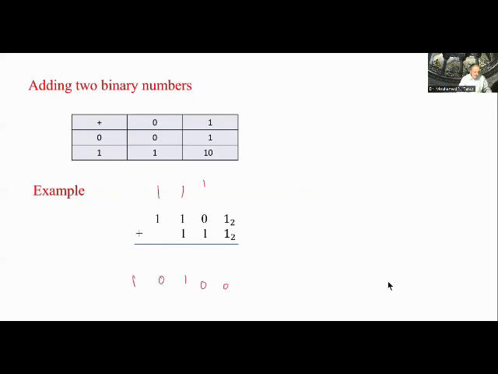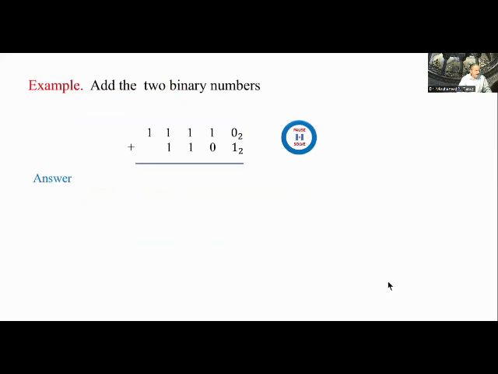Okay, so let's see how it's done: 0, you carry 1, 0, you carry 1, 1, you carry 1, 0, 1. All right, try it yourself. Now add these two binary numbers, pause and solve. Okay, so you see, 0 plus 1 is 1, 1 plus 0 is 1, 1 plus 1 is 0, you carry 1, 1 plus 1 plus 1 is 1, you carry 1, 1 plus 1 is 0, 1.